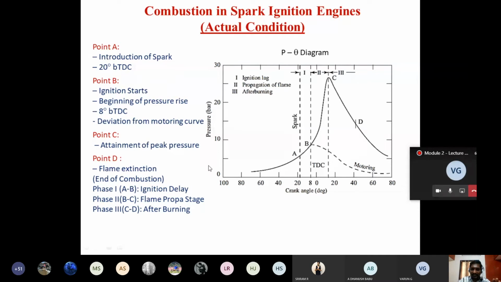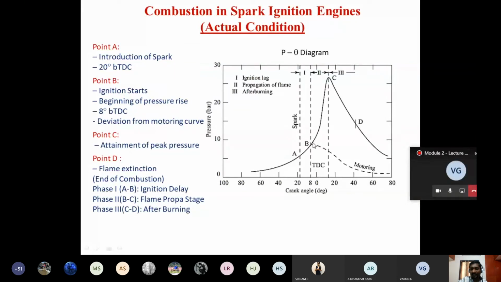So when the engine is cranked, this is the P-theta diagram for the combustion process inside the engine cylinder, without the spark plug, right? If it is a diesel engine, without fuel injection, if you only compress the air and allow it to expand, then that curve is called the motoring curve, because here only the starting motor is driving the engine cylinder. So that is represented by this. This point B represents the maximum pressure in the motoring curve.